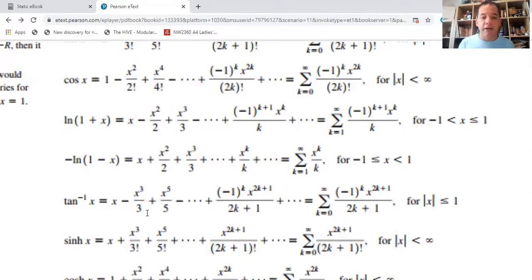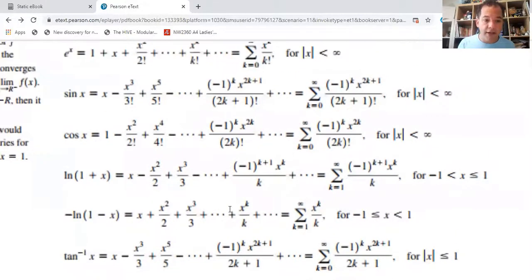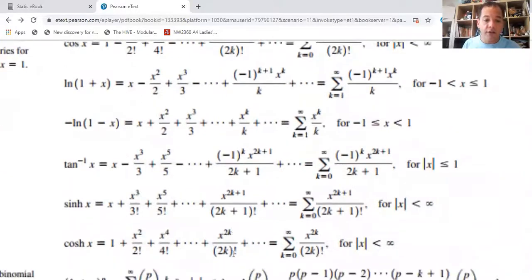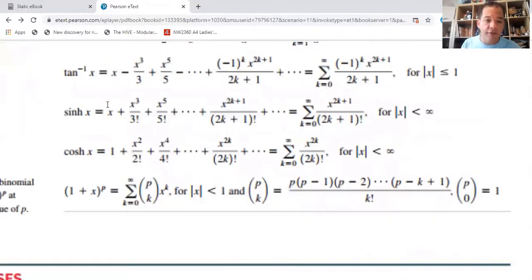Observe that the pattern is also the odd numbers, but you can compare with sine. It looks a lot like sine, except sine has factorials in the bottom, and this one does not have factorials. It's just the numbers 1, 3, 5, etc. as the denominators. All right. Then pay no attention to this sine hyperbolic and cosine hyperbolic. We don't do those functions.